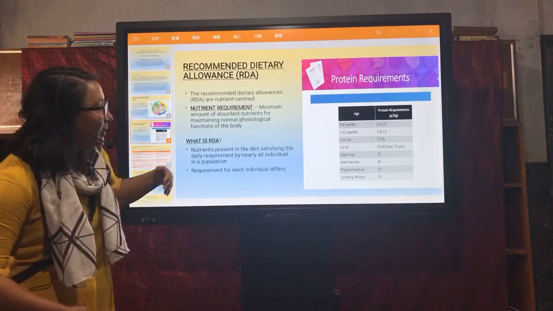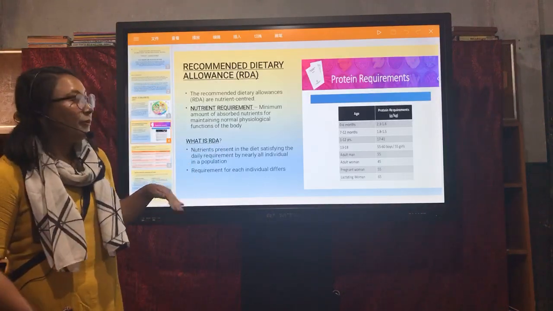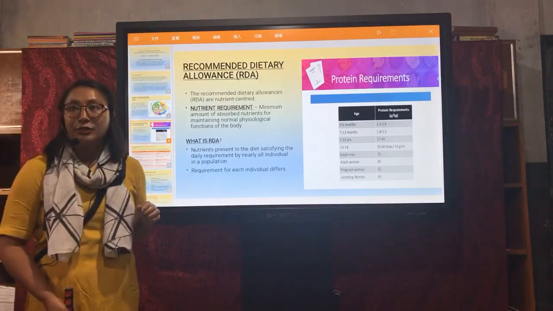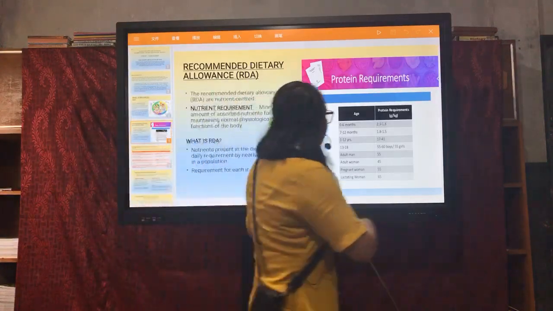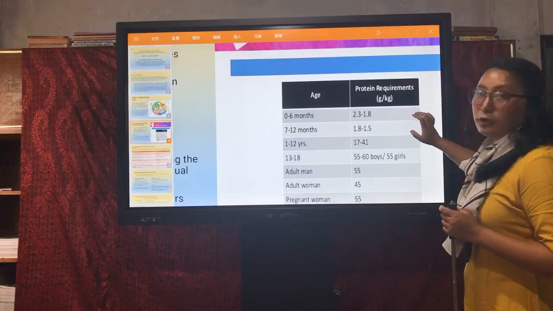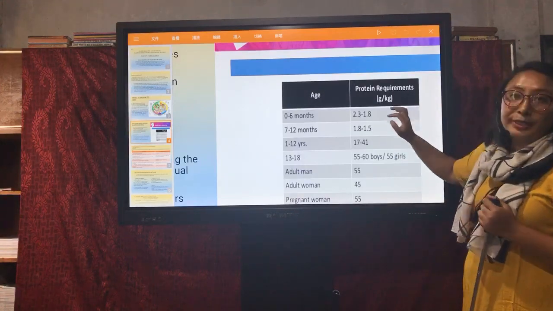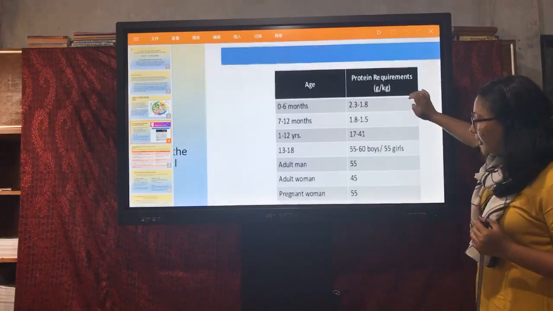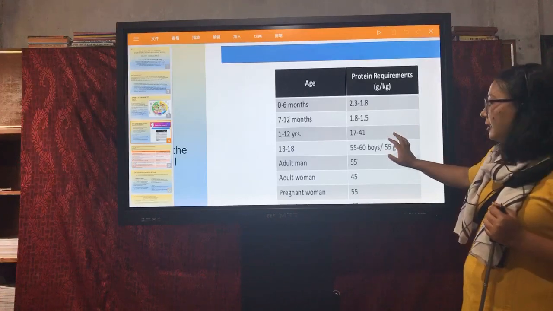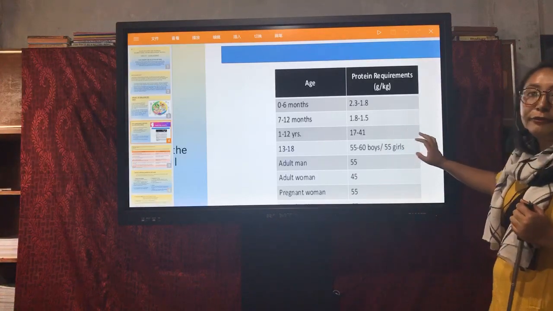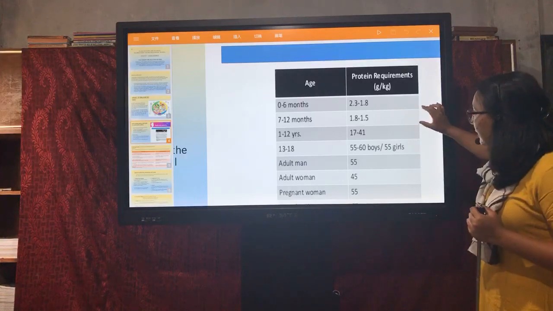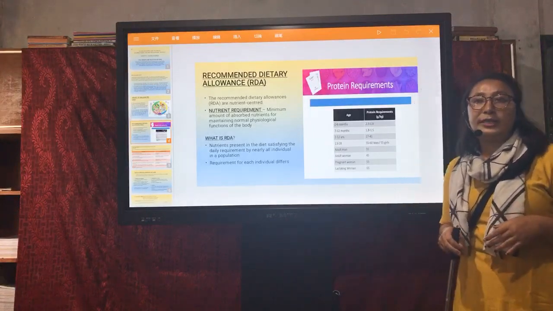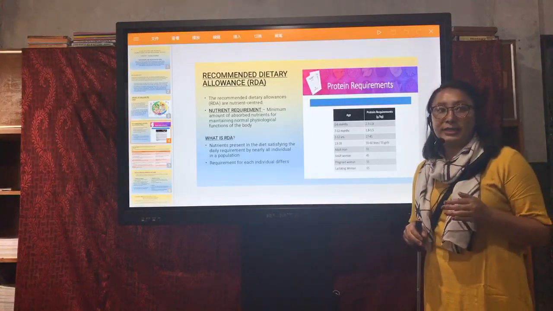As an example, let us discuss the protein requirement. The requirement of proteins for infants between 0 to 6 months is 1.8 to 2.3 grams per day. When we see between the adult man and adult woman, the protein requirement for an adult man in a day is 55 grams per day, and for an adult woman is 45 grams per day. So depending on the age factor, gender factor, physical activity and occupation, the daily requirement of nutrient differs for each individual.